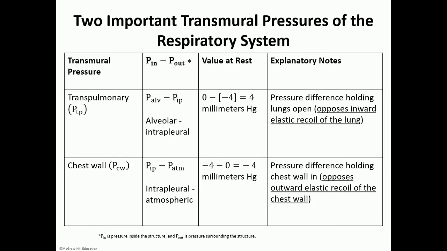So you have your transpulmonary pressure, and this is how you calculate it with the numbers. And that transpulmonary pressure is the pressure that opposes the inward elastic recoil of the lung. While the pressure at the chest wall, that -4, is the pressure that opposes the outward elastic recoil of the chest wall.